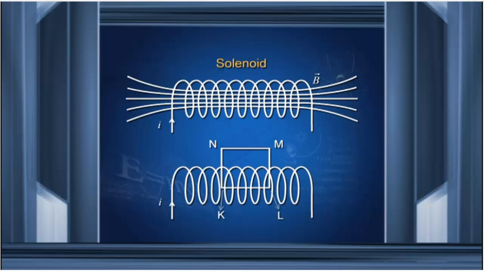Now, for length L to M, if we apply the line integration of the magnetic field, then we get B dot dl from L to M is equal to B dl cos 90, as LM is making an angle of 90 degrees with the magnetic field. So B dot dl over the length LM will be 0. That means the line integral is also 0.